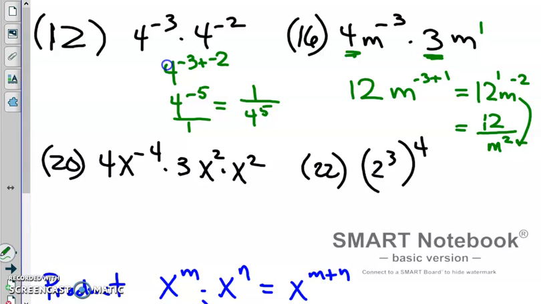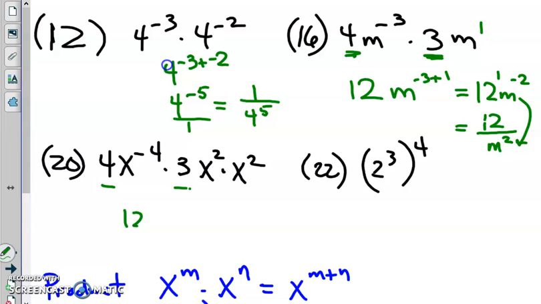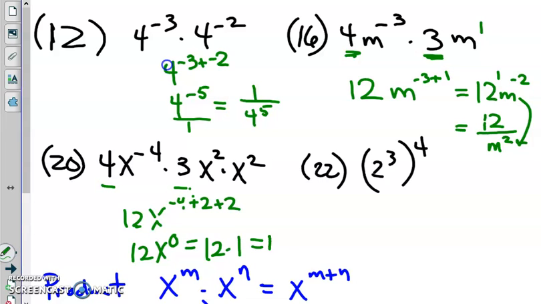Problem 20, a lot like 16, we have two numbers that have different bases, 4 and 3, so we just simply multiply those together. And then with the x, this is the product rule, and we would add the exponents together. So we have negative 4 plus 2 plus 2. And that would give us x to the exponent of 0. Based on our 0 exponent rule, x to the 0, as long as x is not 0, would become 1. So the final answer for this problem here is just simply 12.